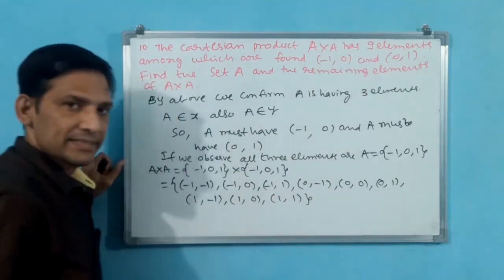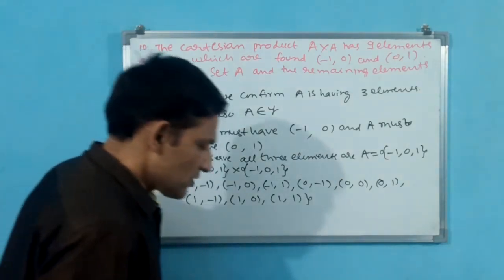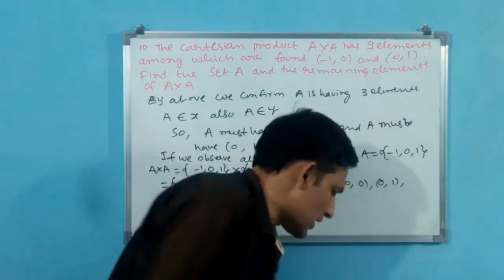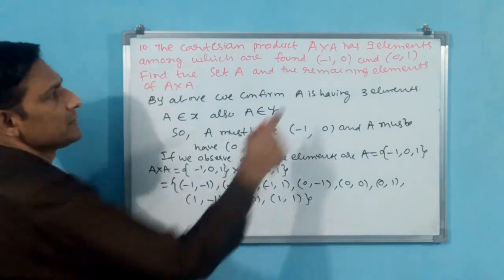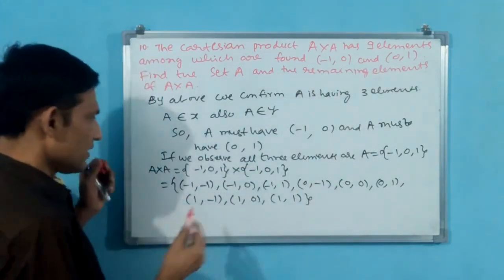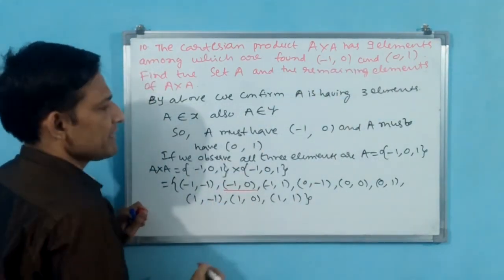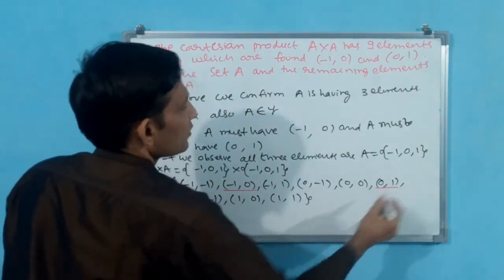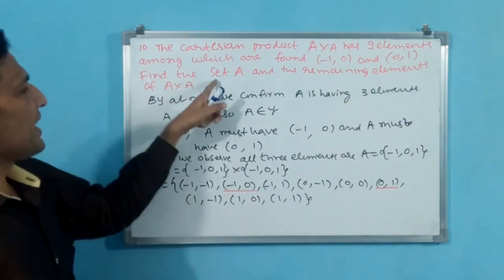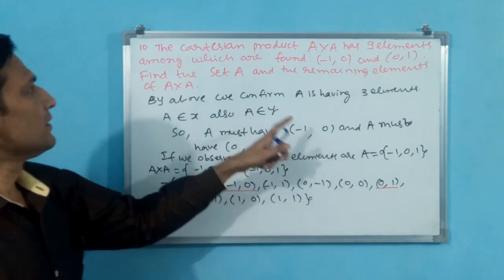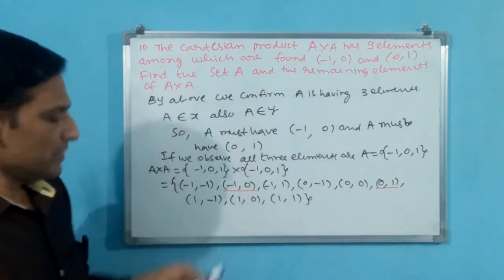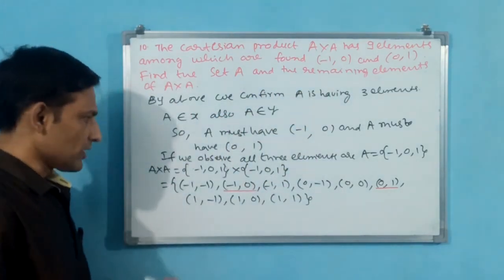9 elements matched. Now, among these 9, 2 elements are already given: -1, 0 he has given, and 0, 1 he has also given. Now he is asking to find the set. The set we have already found. The remaining elements of A cross A, that you have to write here.